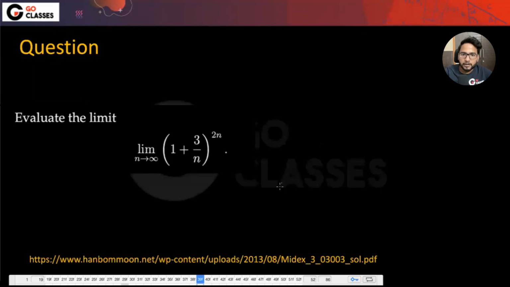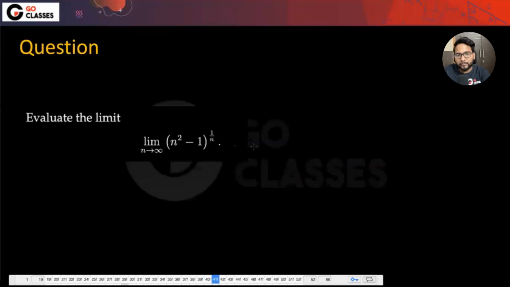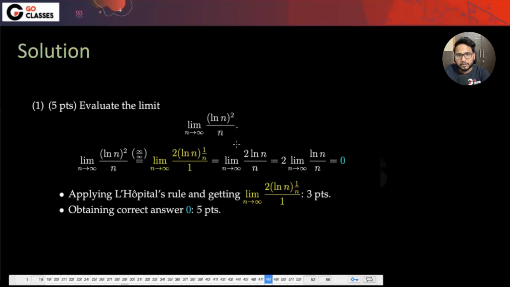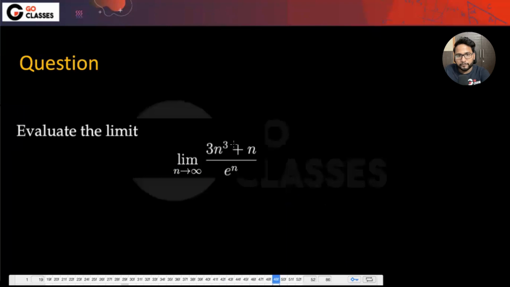Now let's solve this question. In this question, they are saying evaluate this limit. Just check whether it is 1 power infinity or not. Yes, this is 1 power infinity. Can you solve this? So just take all of these as homework. We have a few questions now, so take all of these as homework.